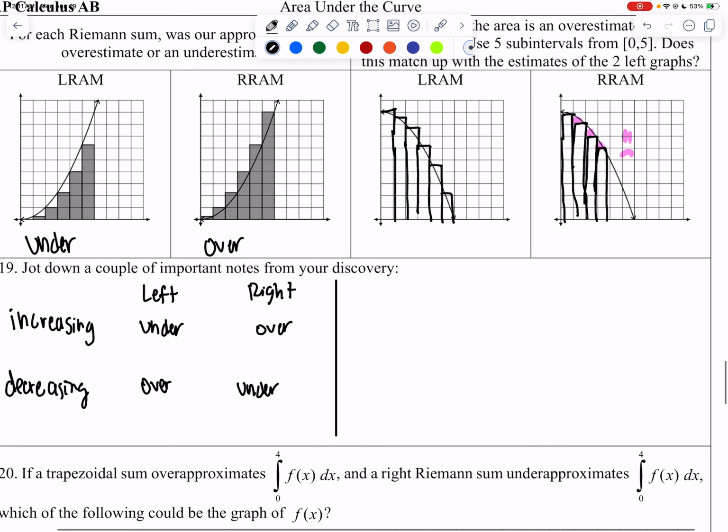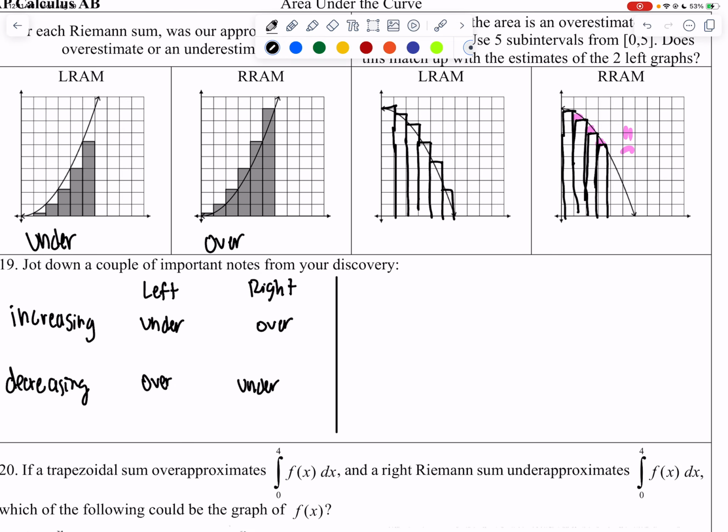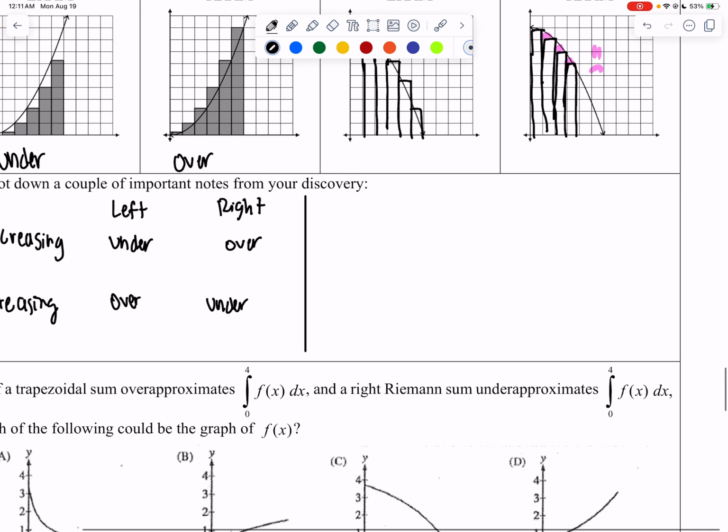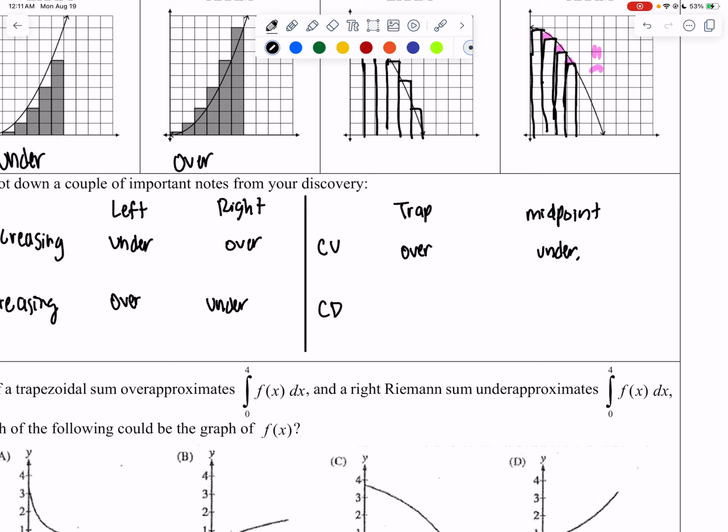Now, in addition to that, we also have the trapezoid rule and the midpoint rule. These are going to be dealing with your concavity. So here, if you have a function that concaves up and you're using the trap rule, you're going to have an overestimate, which means that the midpoint is going to be an underestimate. And then if I have something that's going to concave down, that's going to be an underestimate. And then your midpoint is going to be an overestimate.